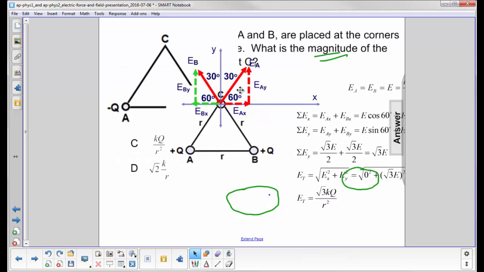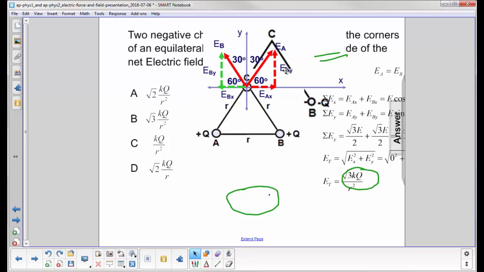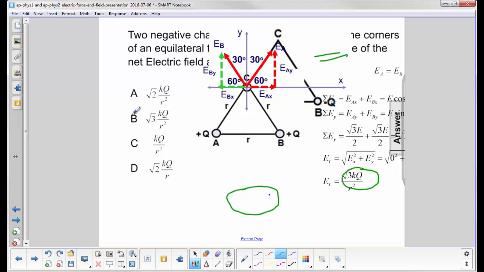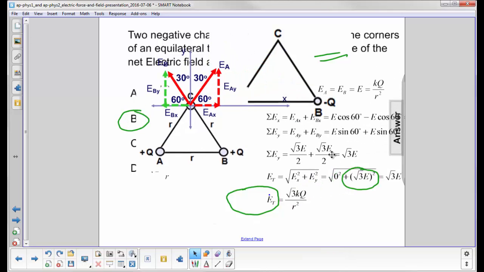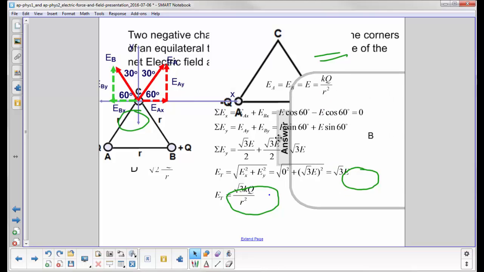Now let's see if we can recover our answer from all this moving around. And let's see. Here it is. The answer is B, and with any luck, this will also show B. And yes, it does. So remember the symmetry here.